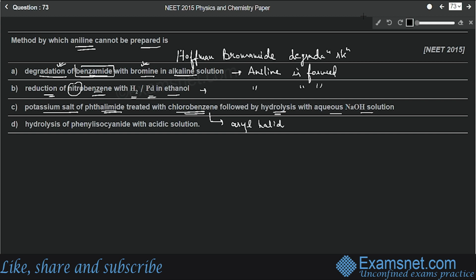We know that when phthalimide reacts with an alkyl halide, aniline will be formed. But here we have an aryl halide, so no reaction will take place. Okay, so here aniline will not be formed.